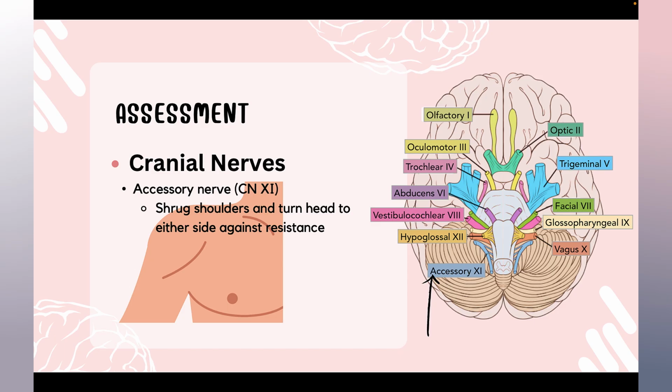Then you would place one hand on one side of their face and have them press down, and then place your hand on the other side of their face and have them press down, and they should pretty easily be able to overcome that resistance. You'd want to note asymmetry, so can they do it on one side, not the other? Is one side weaker than the other? And then also note any sort of atrophy that is going on with the muscles.